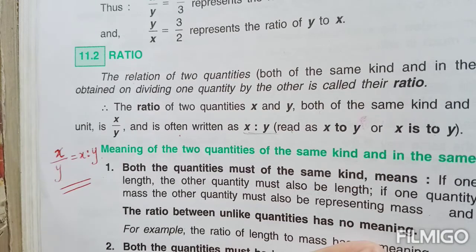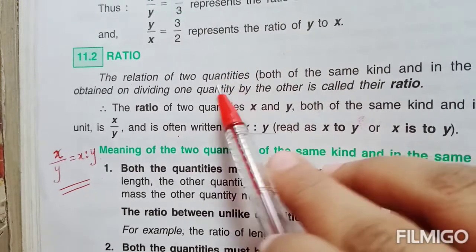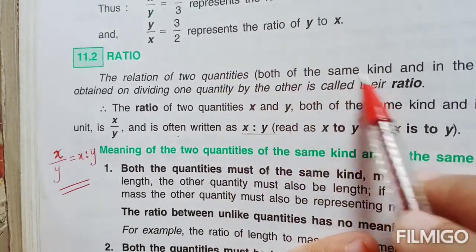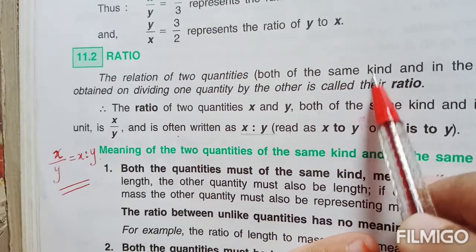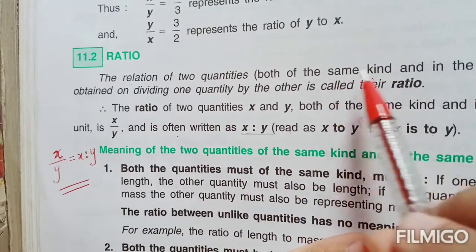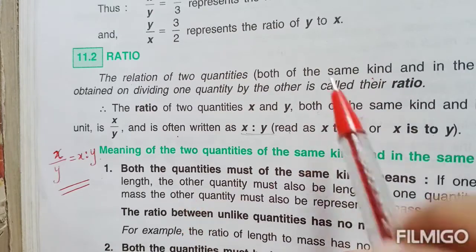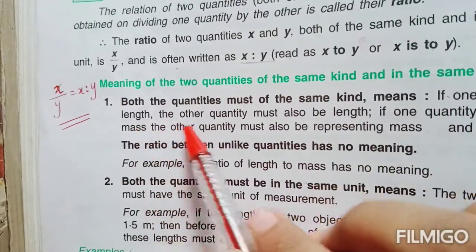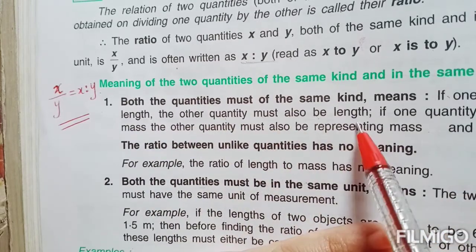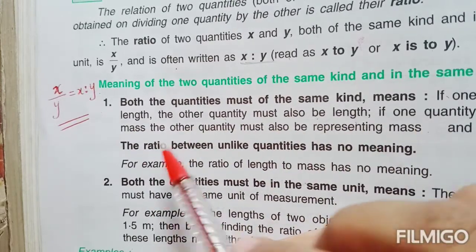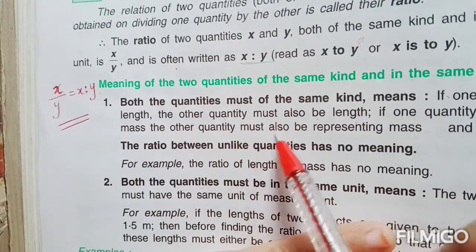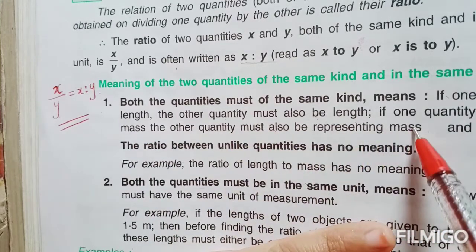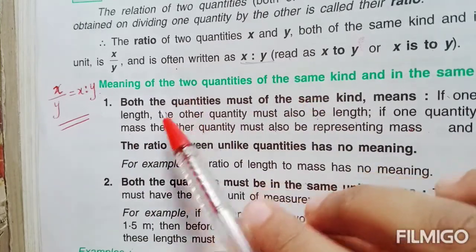രണ്ട് ക്വാണ്ടിറ്റിയുടെ റേഷ്യോ എടുക്കുകയാണെന്നുണ്ടെങ്കിൽ ആ രണ്ട് ക്വാണ്ടിറ്റീസും they should be of the same kind and of the same unit. Same kind in the sense, what do you mean by the same kind? It is given here. If one quantity is length, the other quantity must also be length. If one quantity represents mass, the other quantity must also be representing mass. Okay, same quantity, what does it mean?